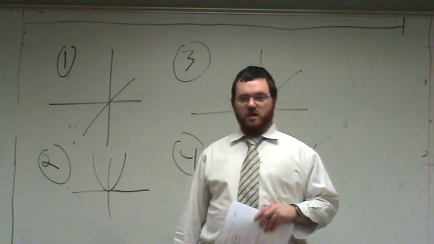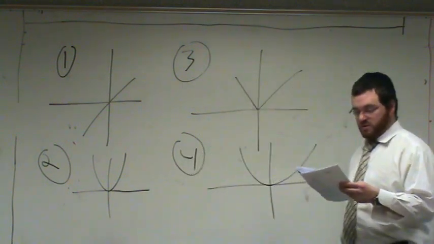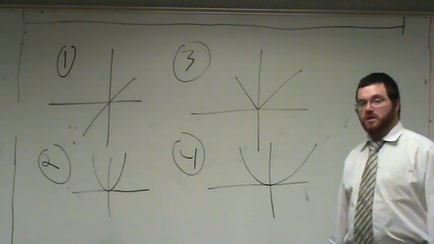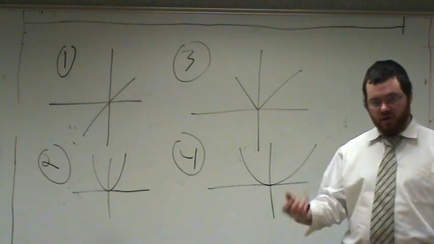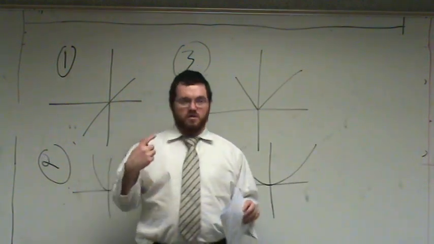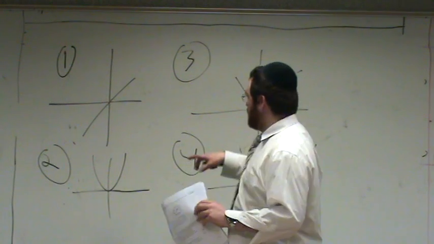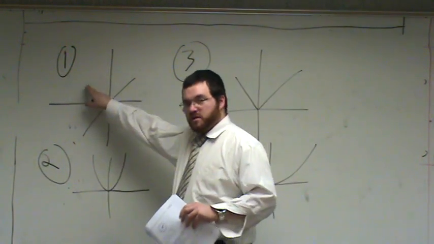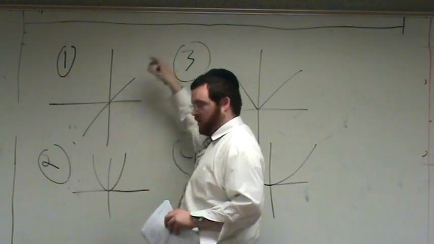June 2008 Algebra Regions. Which graph represents a linear function? Linear means line. Linear, line, even if you don't know algebra, you think of a line. Now, only one of them is a line. Answer 1 is a linear function because it's a line.